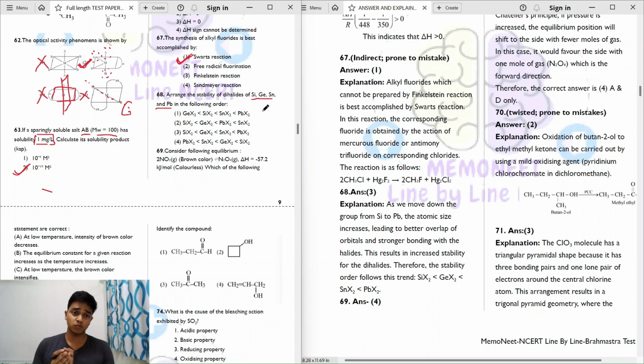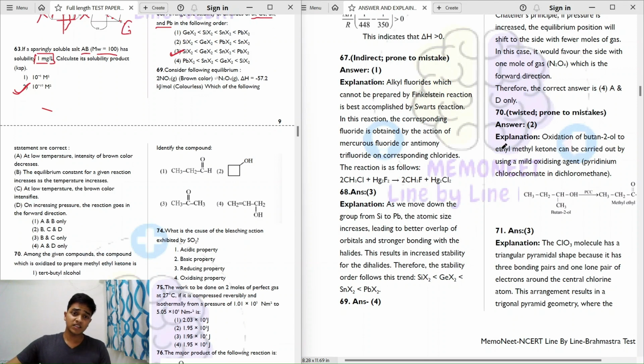Due to the inert pair effect, the +2 oxidation state is more common in the carbon group as we keep moving down. So lead will be more stable in the +2 oxidation state as compared to tin, then germanium, then silicon. So the correct order will be silicon, germanium, tin, and then lead. So the correct answer is option 3. Moving on to the next question.